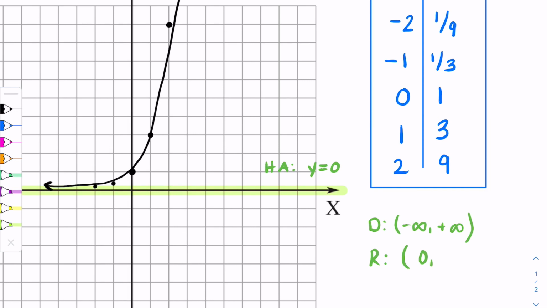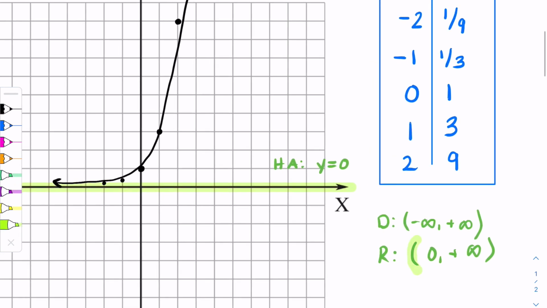So even the tiniest bit larger than 0, just not including 0, all the way to positive infinity, extending on forever. So you have to use a round bracket with range. It never receives a square bracket because it can't actually touch that value. The range is never 0. It's slightly over that.